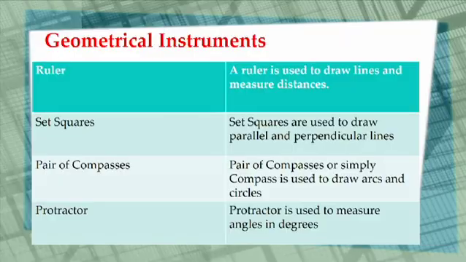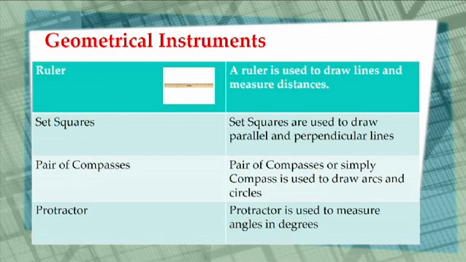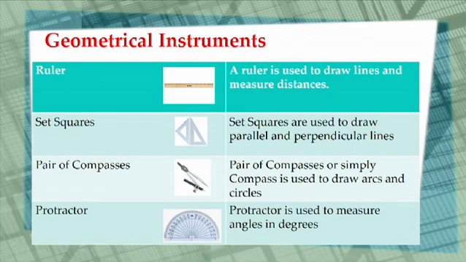Now, the first one is a ruler. You know what a ruler is. A ruler is used to draw lines and measure distances. The second one, that's the set squares. They are used to draw parallel and perpendicular lines. Now, the pair of compasses, often called the compass, is used to draw arcs and circles. And lastly, the protractor. The protractor is used to measure angles in degrees. That's right. So, these are the geometrical instruments.